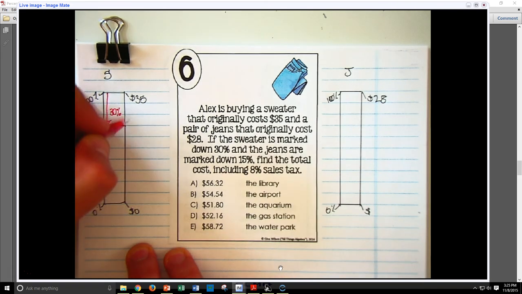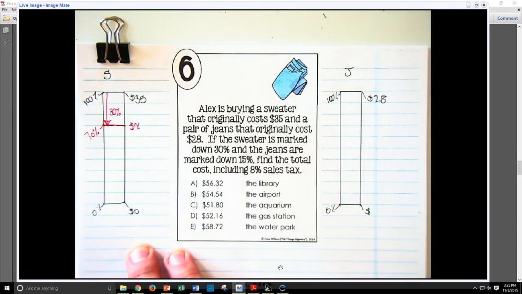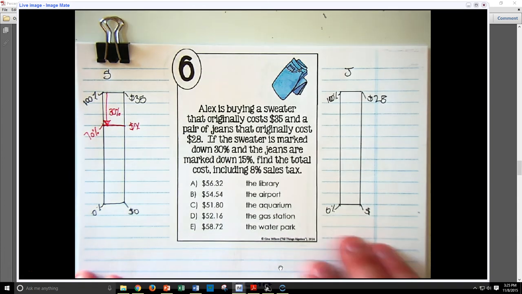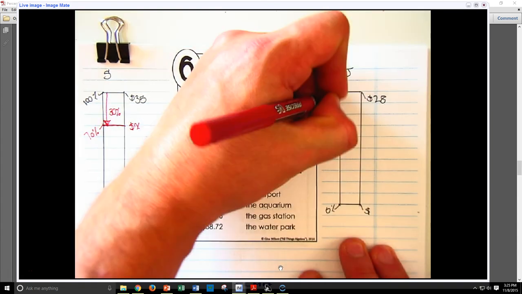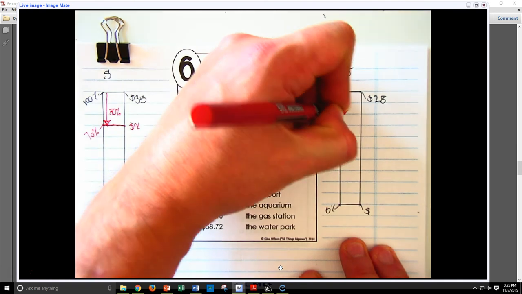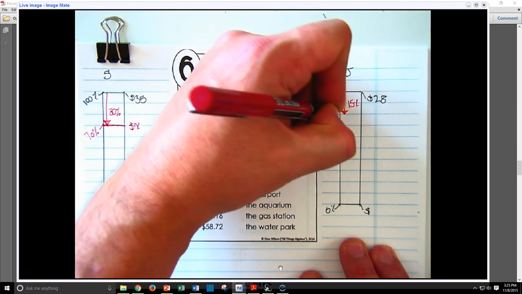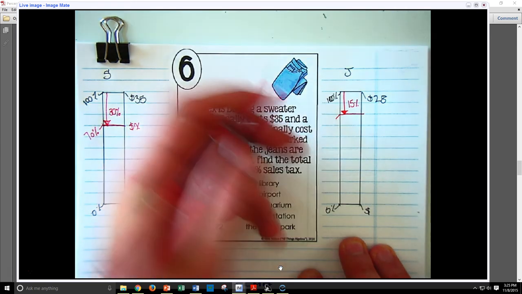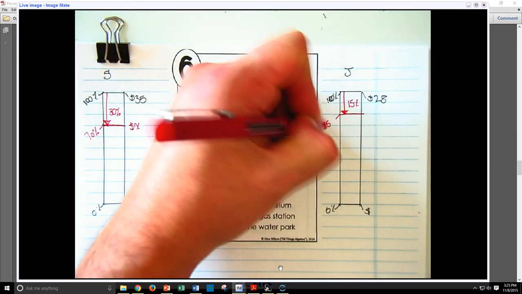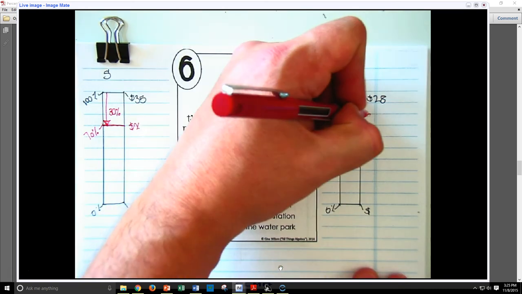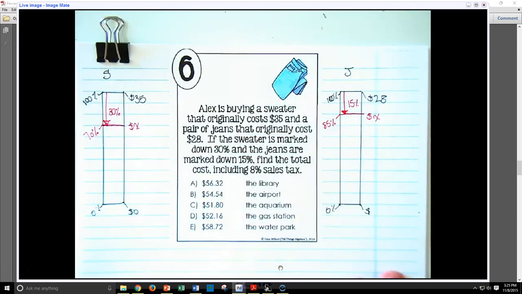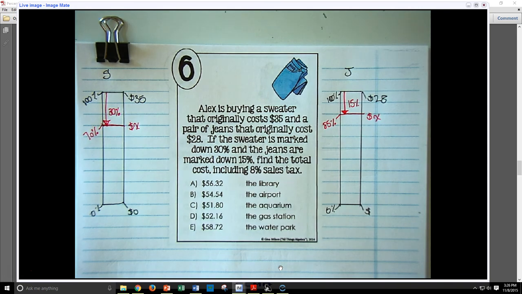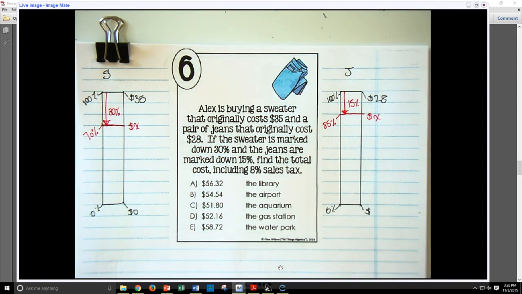But I don't know what the new sale price is for that sweater. Over here on the jeans side, I only dropped down 15%. So we know we're going down 15%. Well, if I was at 100% and I dropped down 15%, I am now at 85%. What I don't know is the new sale price over here for the new pair of jeans. But the process is exactly the same as I did in previous problems.